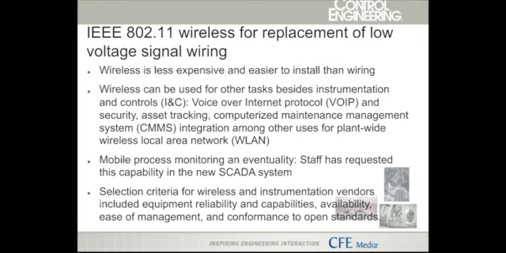Mobile process monitoring is becoming an eventuality. It is an eventuality. And during the planning process for the new SCADA system, the staff has stepped up and actually asked for it. They want to be able to see the process, if not control aspects of the process, using a mobile device wirelessly.